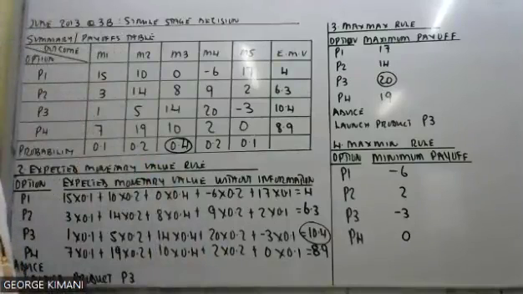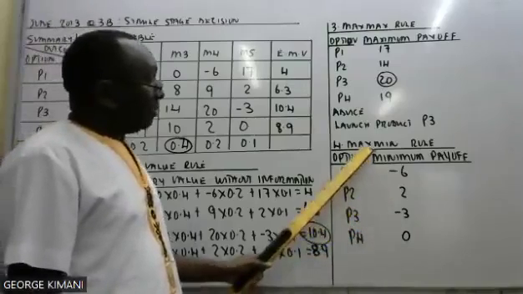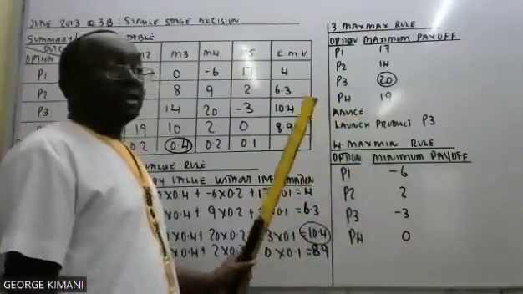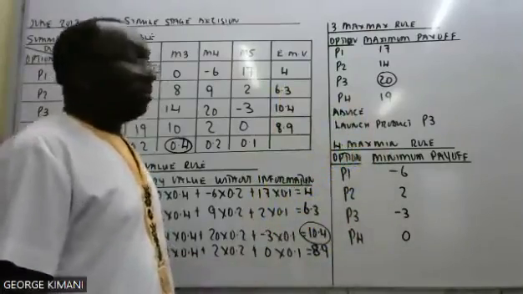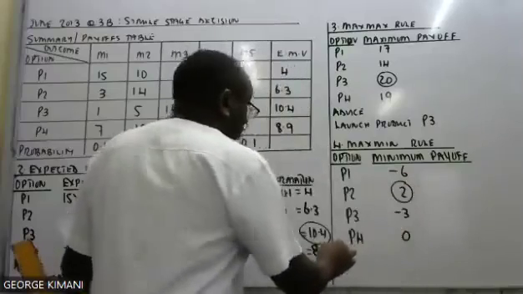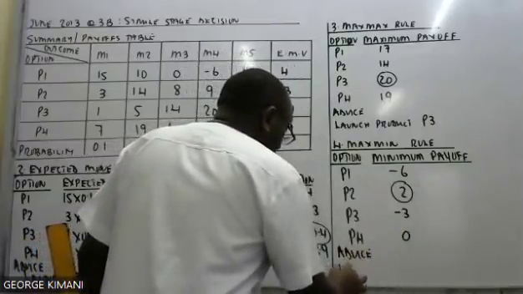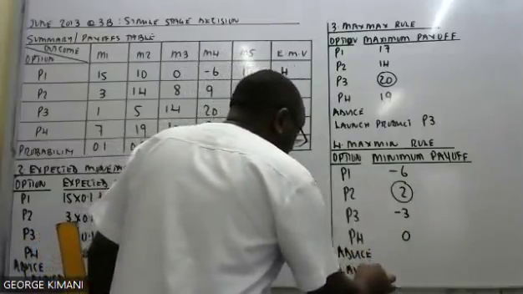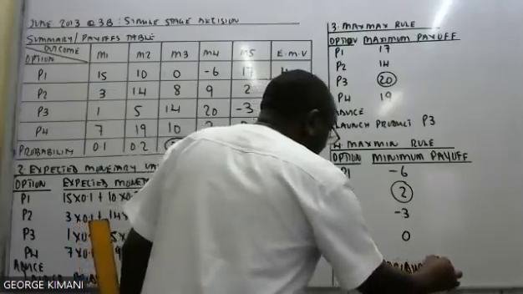So this rule is again interpreted this way. Select the maximum of the minimums. So the maximum of those minimums is what? 2. So what do you advise? They should launch product P2.